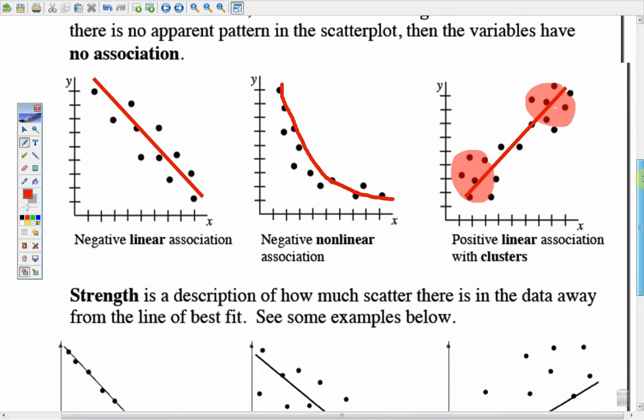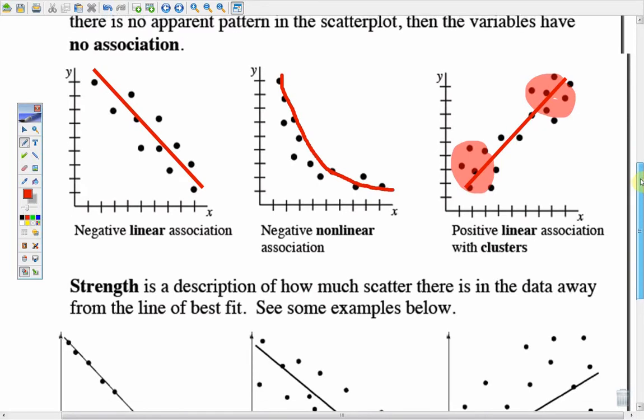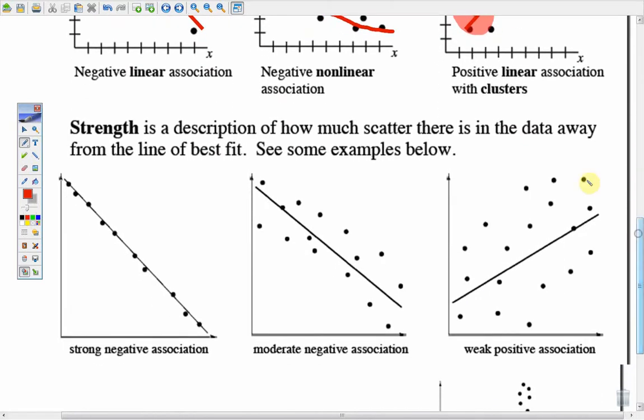The strength is a description of how much scatter there is in the data away from the line of best fit. So in other words, the closer the dots are to that line of best fit, the stronger the correlation. So here we have a strong negative association because our dots are right on that line of best fit. Here we have a moderate negative association. There's still a clear negative association. They're going down generally, but they're not quite on the line.